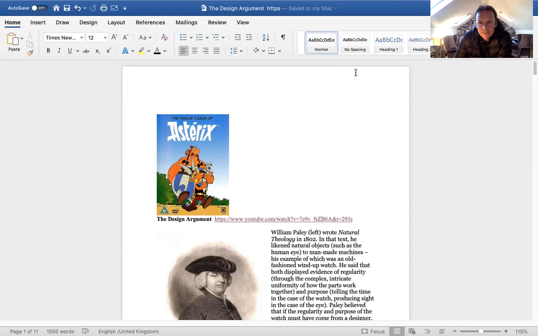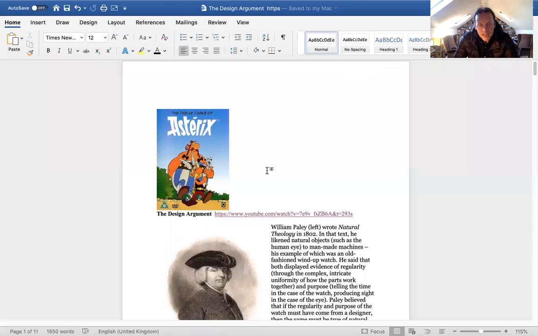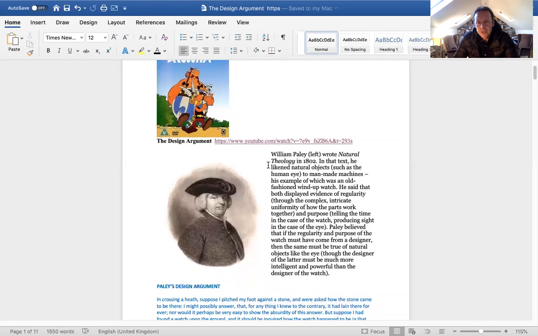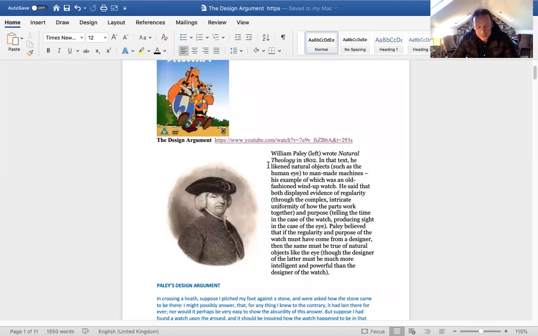This is really for Thursday or Friday this week, and it's the 12 tasks of Asterix as regards the design argument. If you've read Asterix and you're familiar with that canon of great literature, have a look at this crash course video here, which will introduce you to the whole design argument. But it really goes back to Aquinas and indeed to Aristotle, I suppose, to some degree.